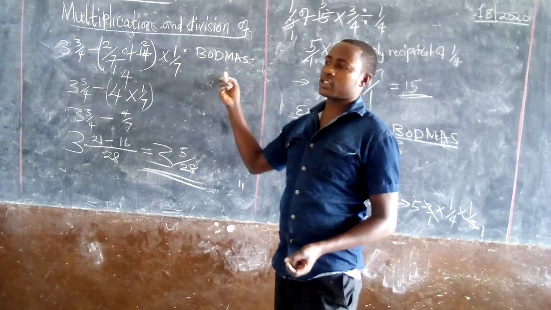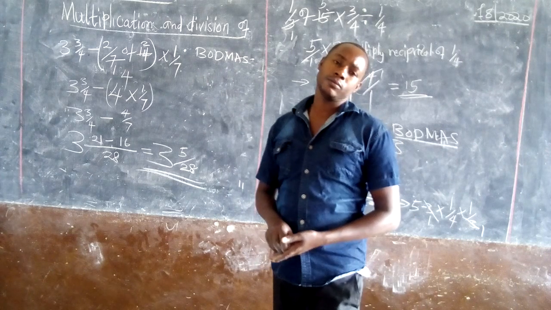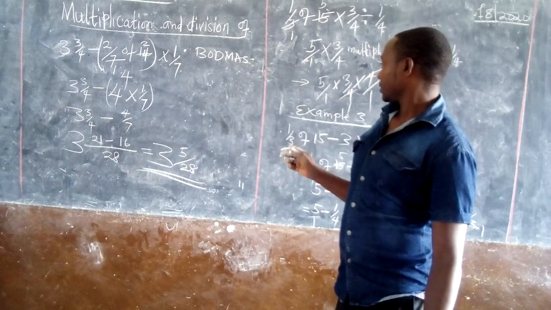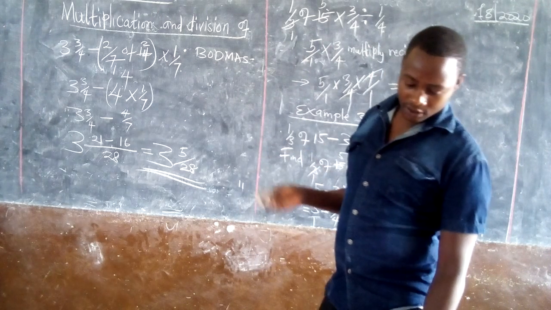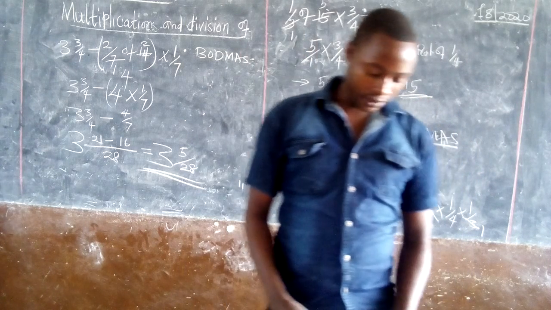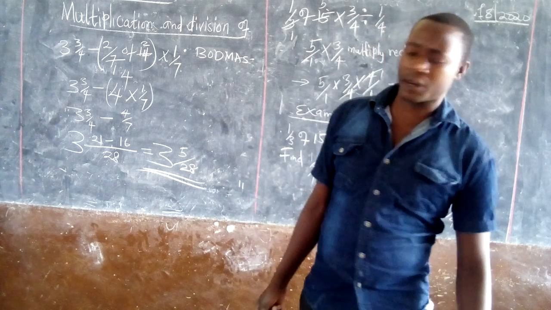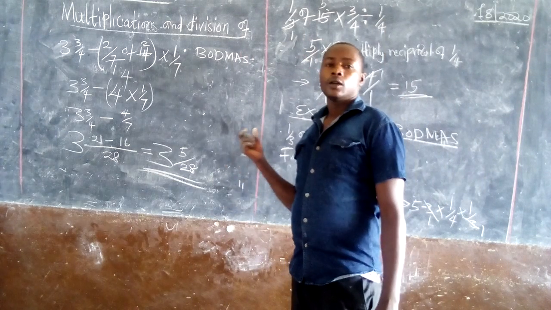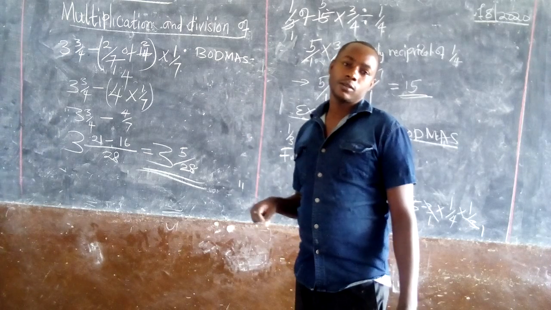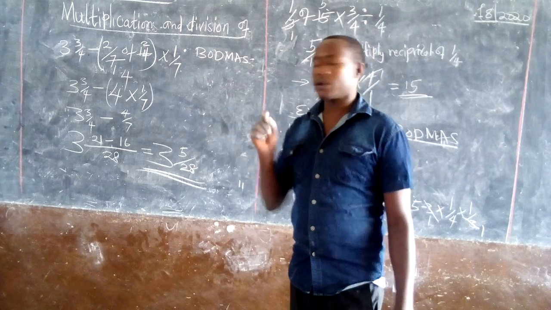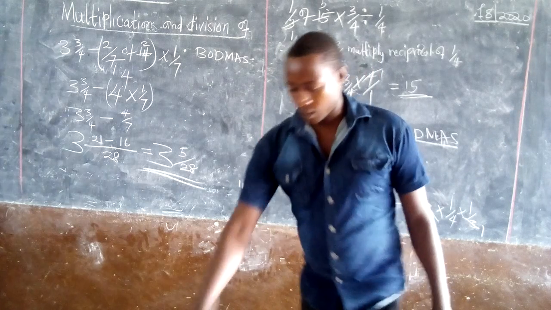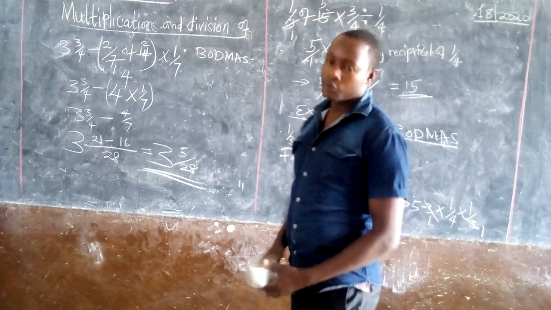So once you are given such questions, learner, try to follow BODMAS, and then follow the steps that I've shown. If it is division, you multiply by the reciprocal of the fraction given, or the fraction of the divisor.